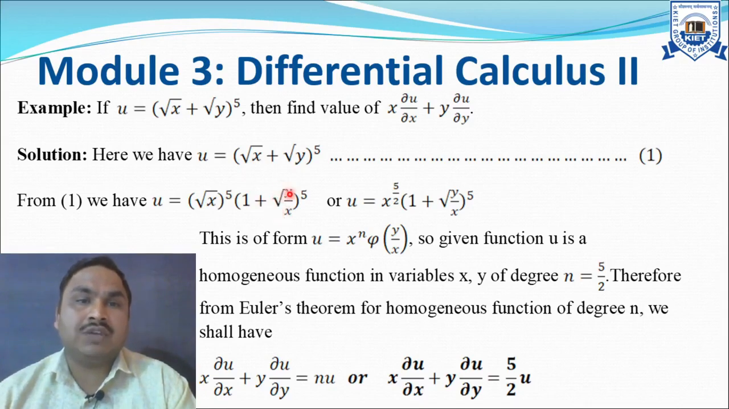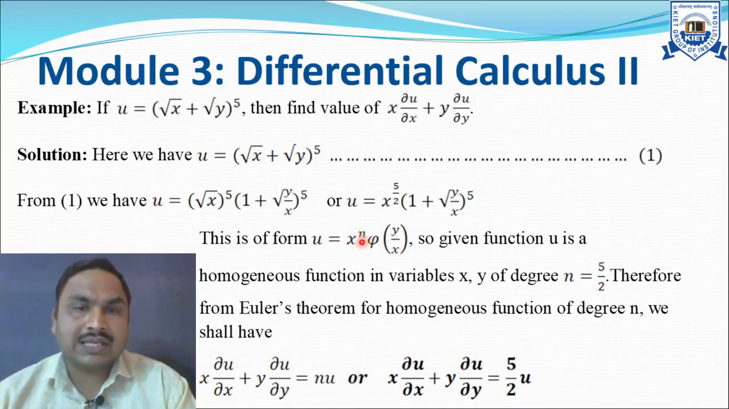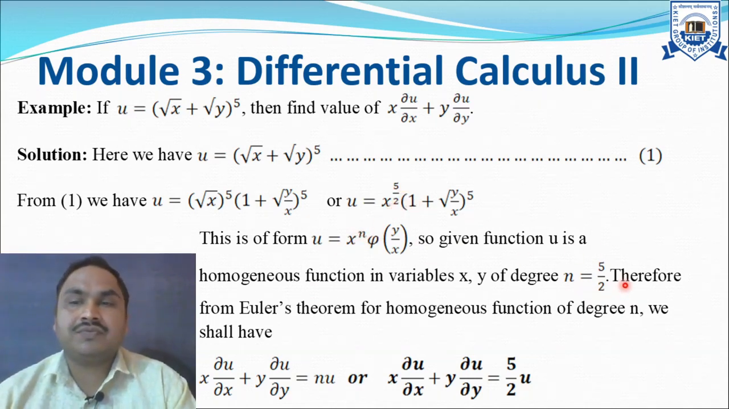Y over x is totally within the square root sign, whole power 5. So root x power 5 can be written as x raised to the power 5 by 2 times 1 plus under root y by x, whole power 5. This term is nothing but some function in y over x. So this function is identical with u equals x raised to the power 5 by 2 times f of y over x. So by comparison we get that u is a homogeneous function in x, y with degree n equals 5 by 2. Here x is raised to the power n, here x raised to the power 5 by 2. So on comparison we shall get n equals 5 by 2.